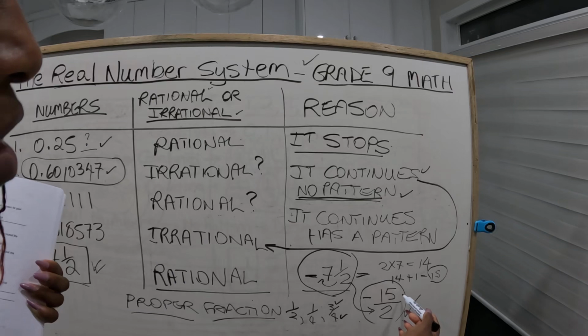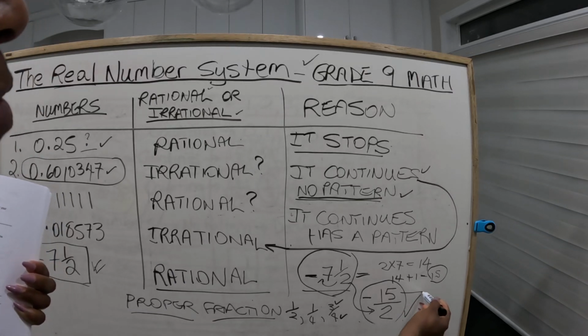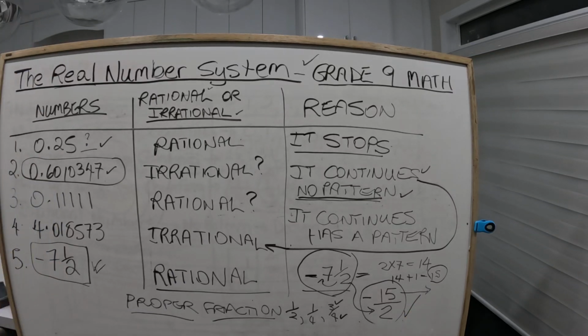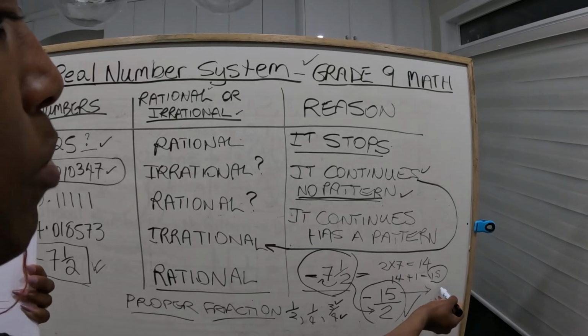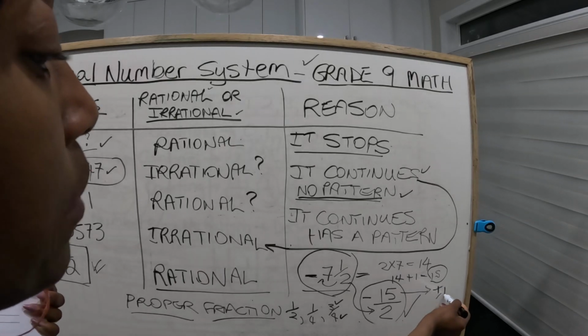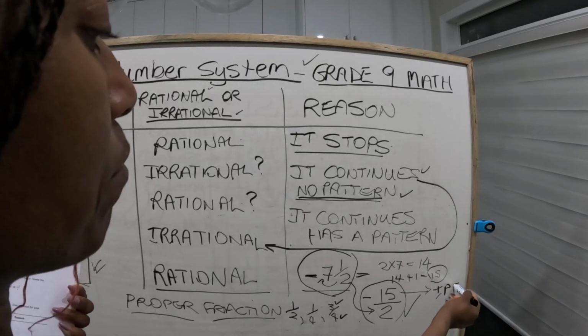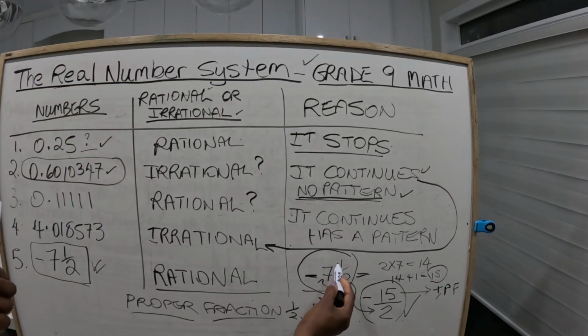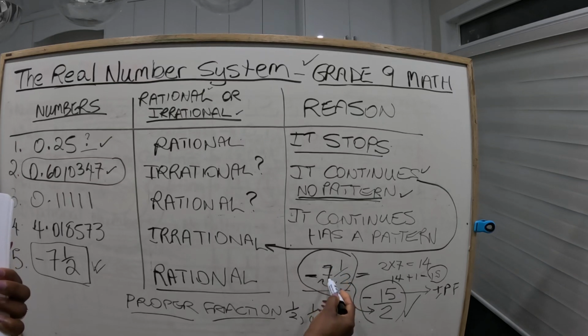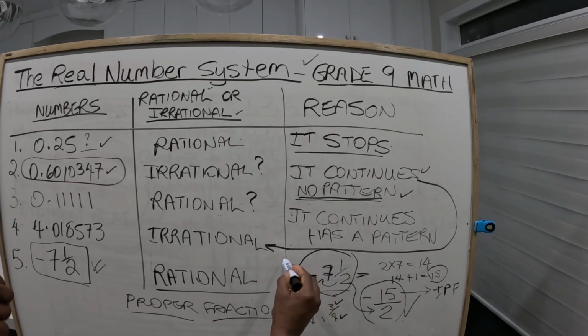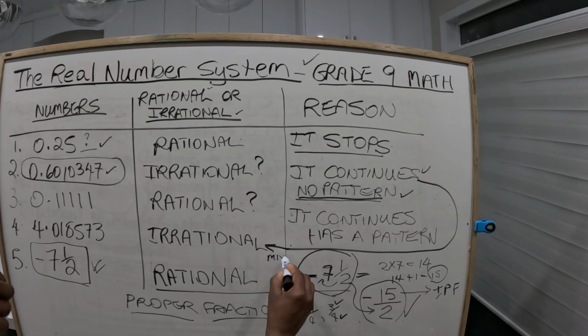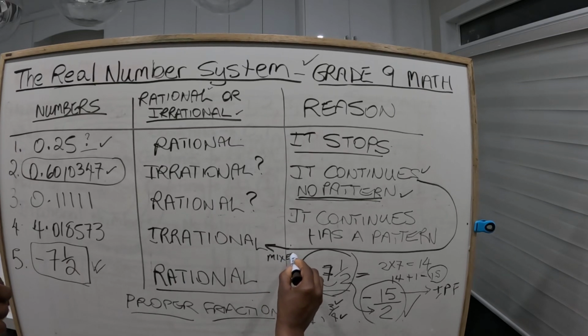And again, this fraction, negative 15 over 2, that's called an improper fraction. I just put IP. Improper fraction. And then the one that has a whole number and then a fraction beside it is called a mixed fraction.